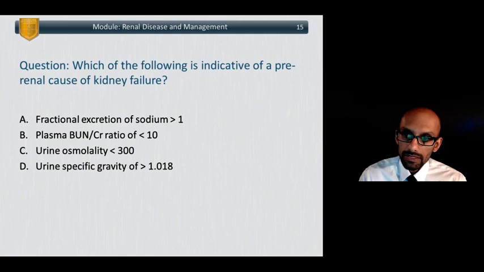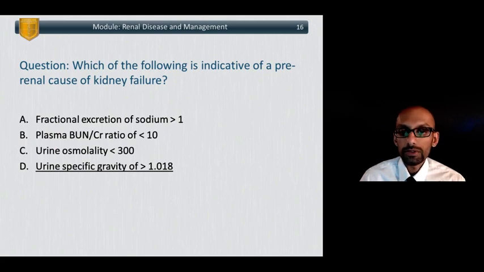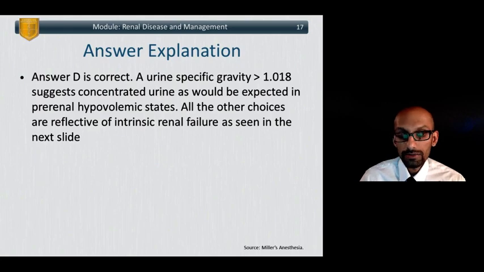So which of the following is indicative of pre-renal cause of kidney failure? And this is pretty much directly from a previous ABA exam. Your choices here include fractional excretion of sodium greater than 1, plasma BUN to creatinine ratio of less than 10, urine osmolality less than 300, or urine specific gravity greater than 1.018. So the correct answer is D, urine specific gravity of greater than 1.018. That is most likely caused by an intrinsic cause of renal failure.